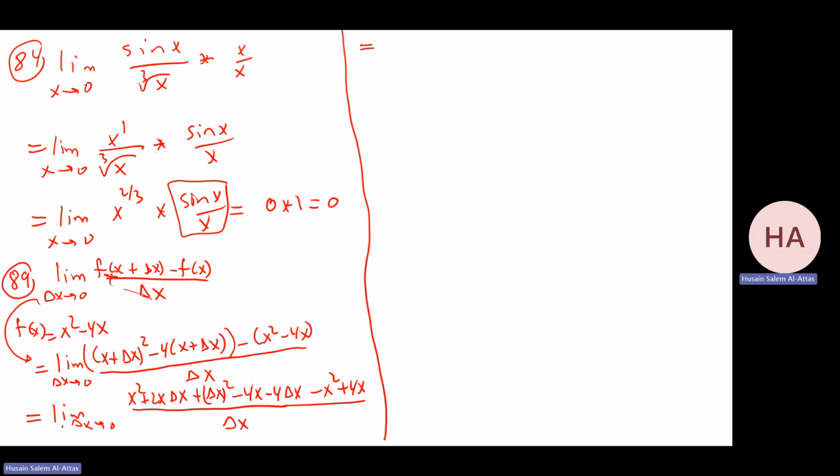This will be equal to what? Limit delta x goes to 0. Yeah, this cancelled. This cancelled. I can take delta x common factor. I have 2x plus delta x minus 4 over delta x. This cancels and delta x goes to 0. I'm getting 2x minus 4. That's it. I have also 92.